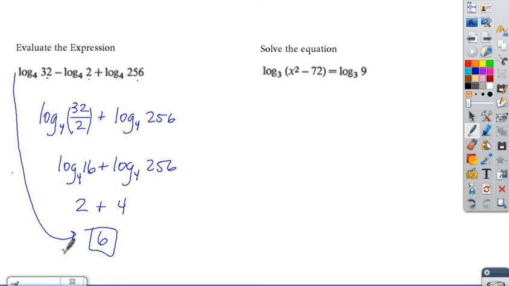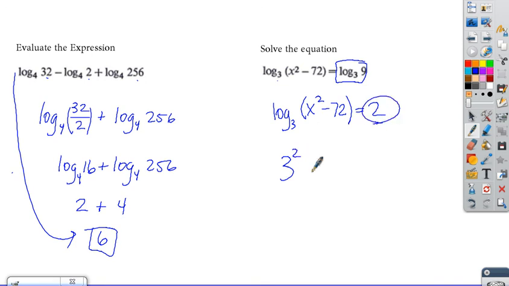All right. Here I have same bases, 3 and 3. I actually know what log base 3 of 9 is, so I want to go ahead and simplify that. That's 2. So I end up with log base 3 of x squared minus 72 equaling 2. Because I have a log equal to a number, I can change this out of log form into exponential form. Remember, the base stays the same. So 3 squared, the answer becomes the exponent, equals x squared minus 72, the logarithm becomes the answer. Well, 3 squared is 9.